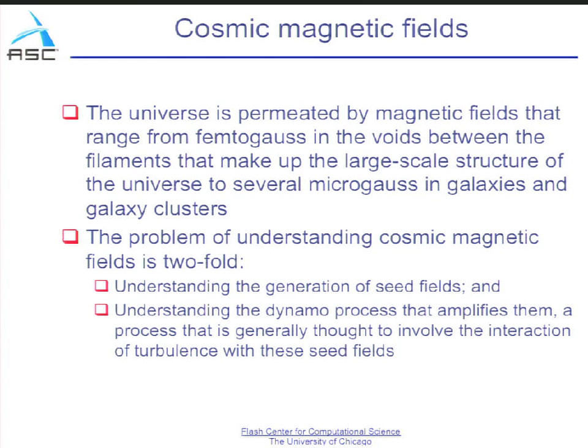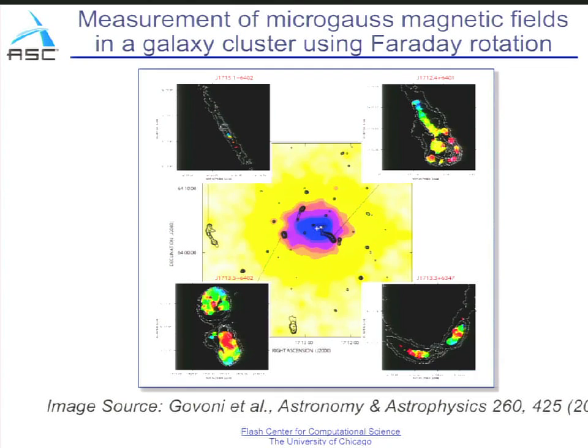And so that's the question that we're trying to address. Just to give you an idea of how we know that there are microgauss fields in galaxies and galaxy clusters, here's an example. This is a rich cluster of galaxies, and what we're seeing here is, in fact, the X-ray emission from this cluster of galaxies.